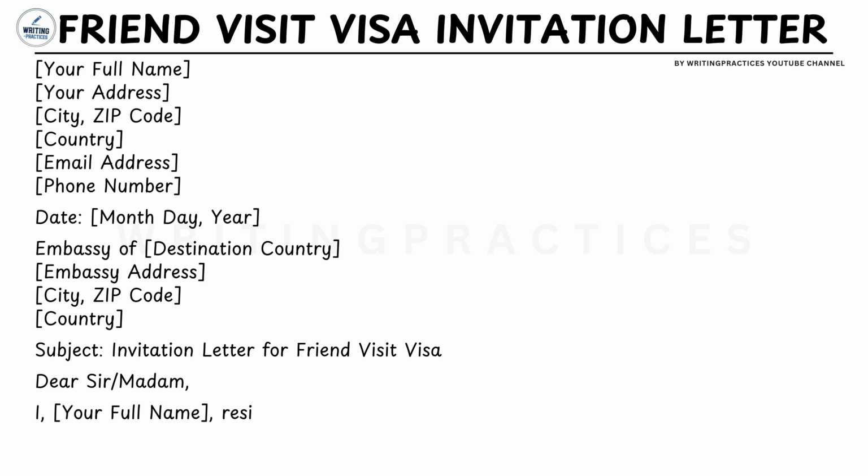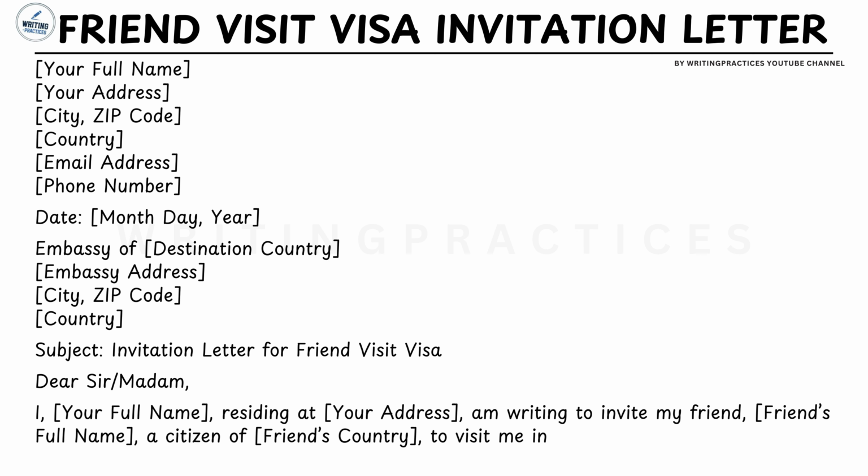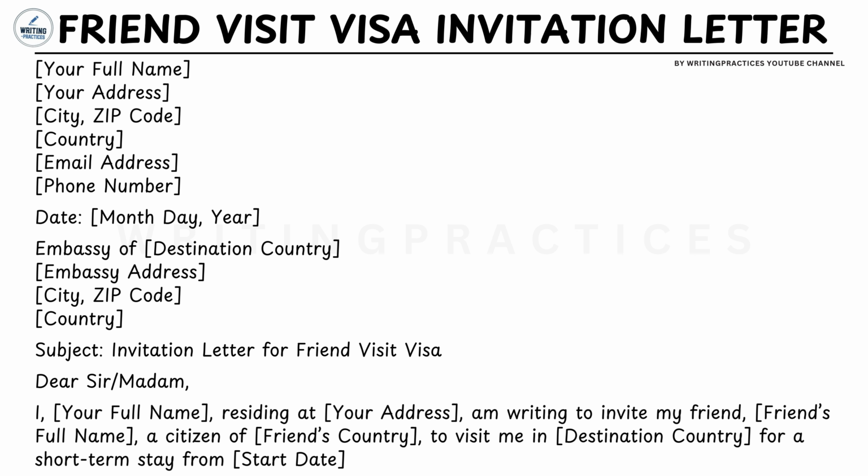Opening paragraph, introduction of the host and visitor. The first paragraph introduces both yourself and your friend. It should include your full name and place of residence, your friend's full name and nationality, the purpose of their visit, the duration of their stay. For example, you might write, I, John Doe, residing at 123 Maple Street, Toronto, Canada, am writing to invite my friend, Raj Patel, a citizen of India, to visit me in Canada for a short-term stay from June 1st, 2025 to July 15th, 2025. This establishes the basic details of the visit right away, making it easier for the visa officer to follow.